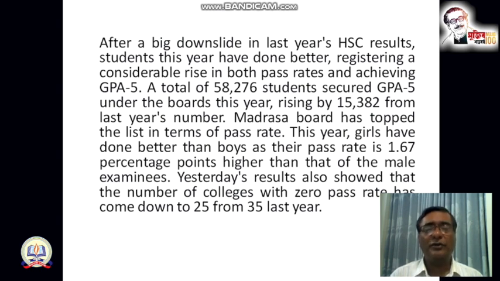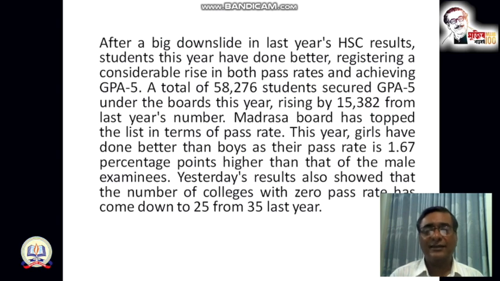A total of 58,276 students secured GPA 5 under the boards this year. So we are also providing information about the number of GPA 5 achievers. And what is the number? The number is 58,276. Now, what about rising by 15,382 from last year's number?